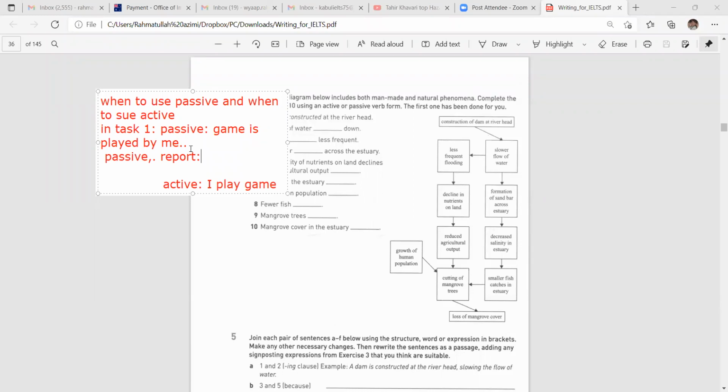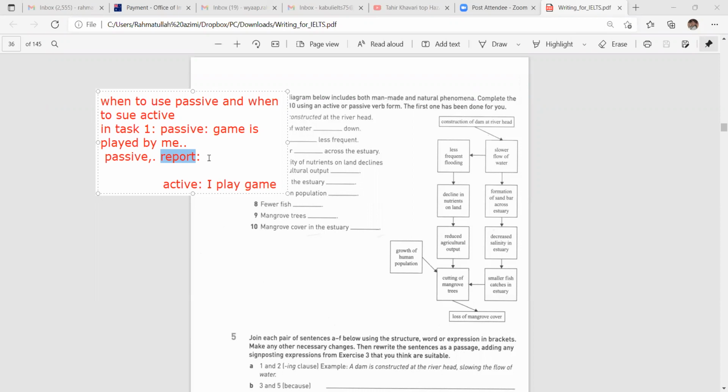Shazia, what's the report? What's that? Okay, Zahra, what's the report? Something we write according to given information. Great. Let's take a task. A report means something we write according to the information.